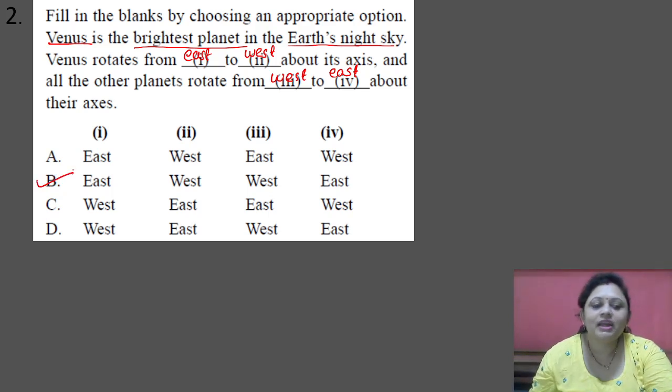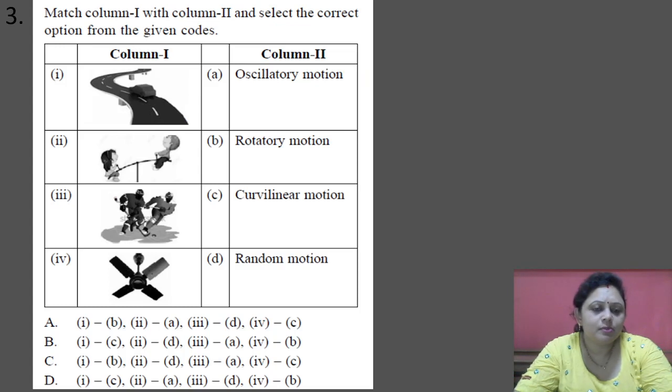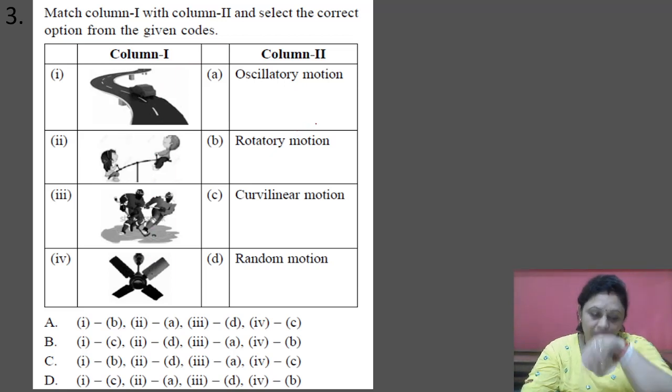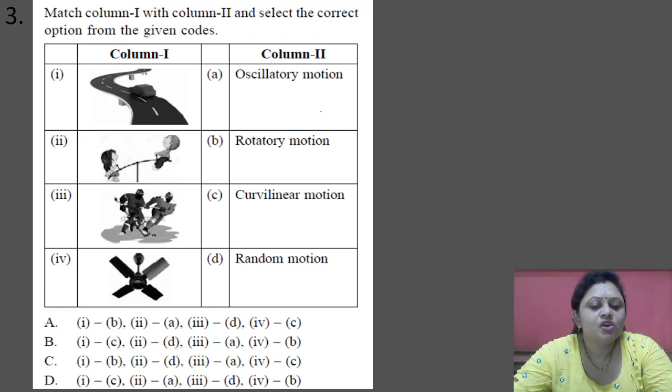Got it, everyone? Coming to the next question, match column 1 with column 2 and select the correct option from the given codes. In column 1, 4 images are there, and in column 2, different types of motions are there. The options are A, 1B, 2A, 3D, 4C; B, 1C, 2D, 3A, 4B; C, 1B, 2D, 3A, 4C; D, 1C, 2A, 3D and 4B. So we have to match them.